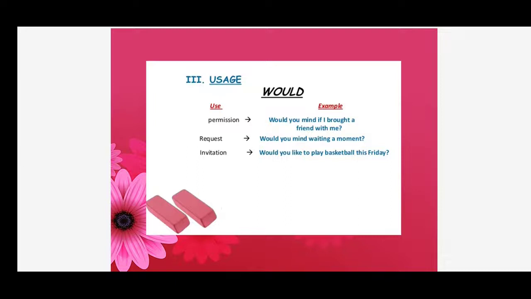So permission, would you mind if I brought a friend with me? So here this person is taking permission. Request, would you mind waiting a moment? So here the person is requesting for something. And for invitation, would you like to play basketball this Friday? So it's an invitation. So do remember that whenever you have to ask for something in a very polite manner, you can use would there, especially for permission. And same sense, when you have to make a request, very polite one, then you can use could there.